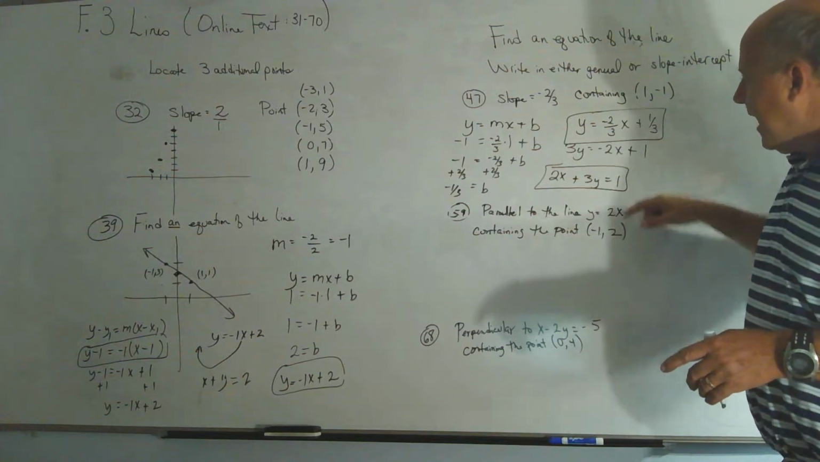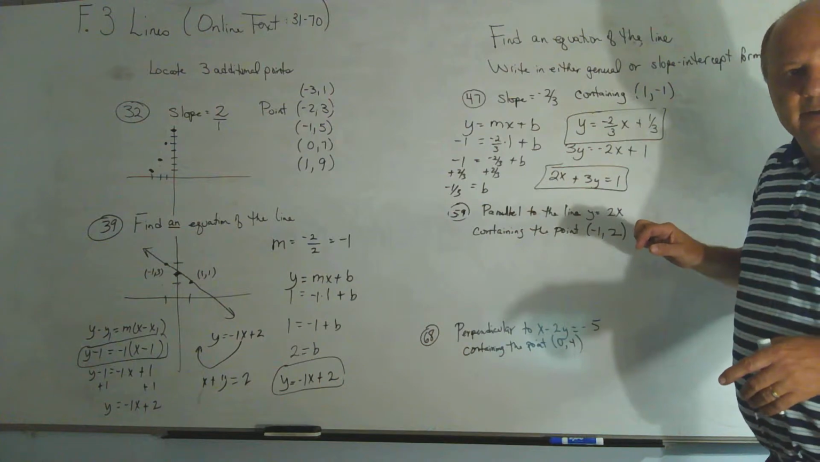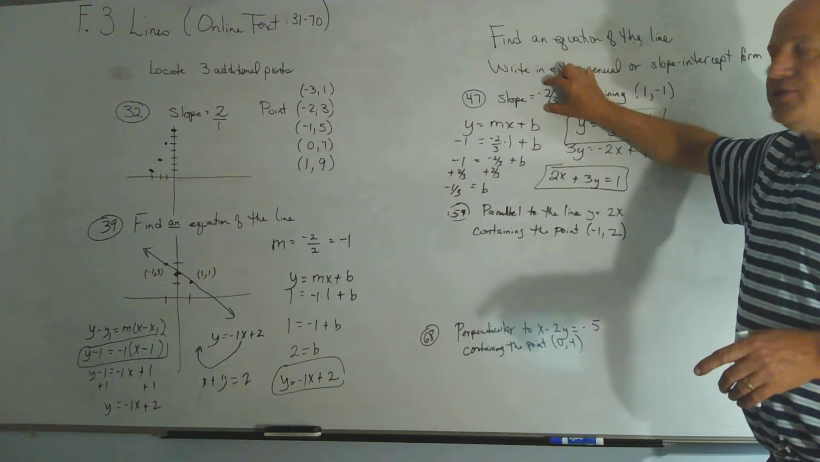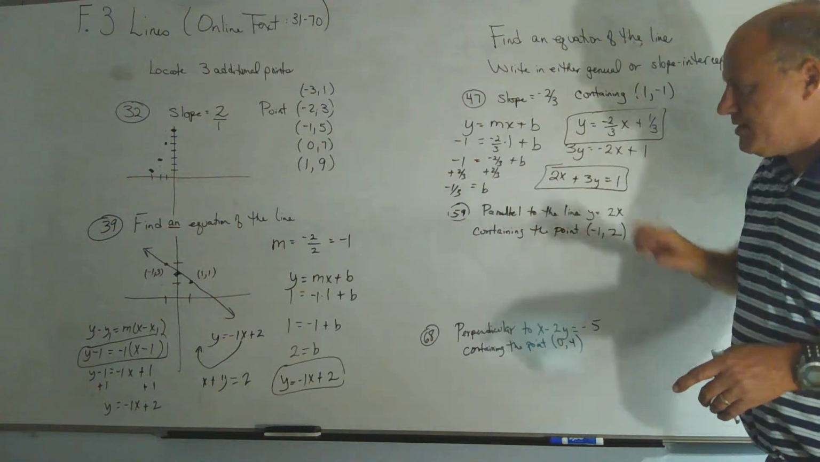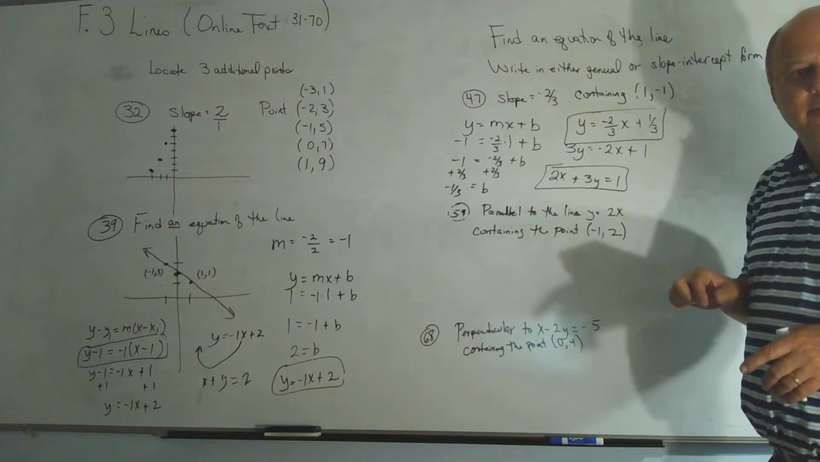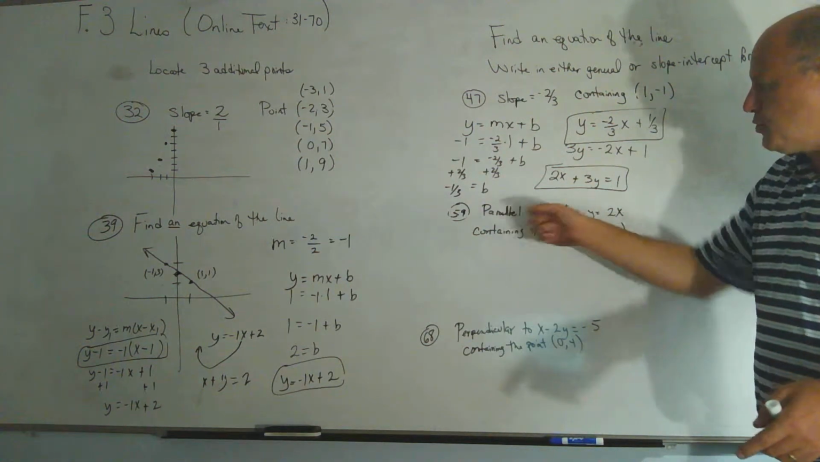I mean, they give you a point on 47 and they give you a point on 59. They tell you what the slope is on 47 directly. They don't directly tell you what the slope on 59 is. You have to find it. You're like, how do you find it? Well, I use what they tell me.